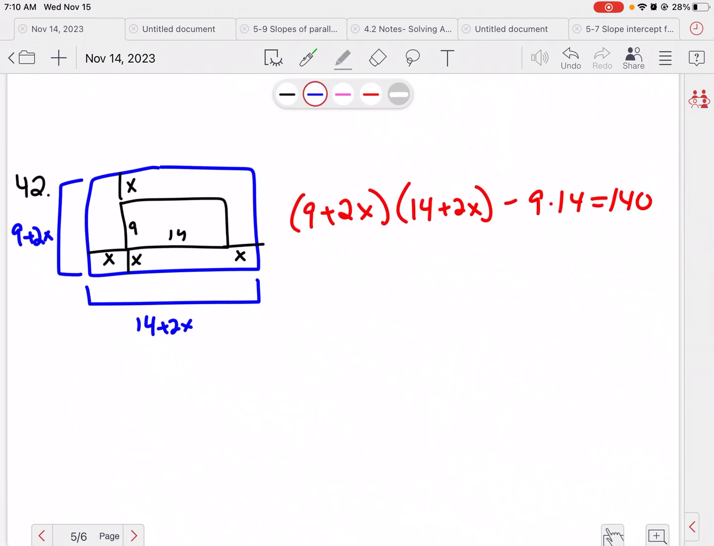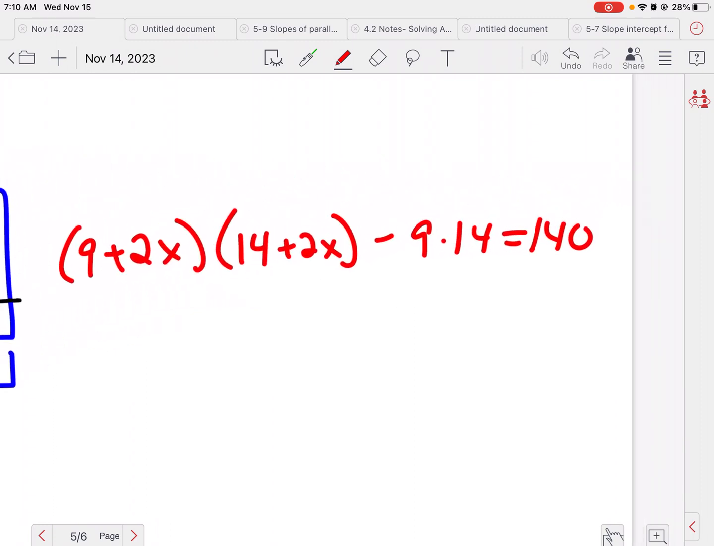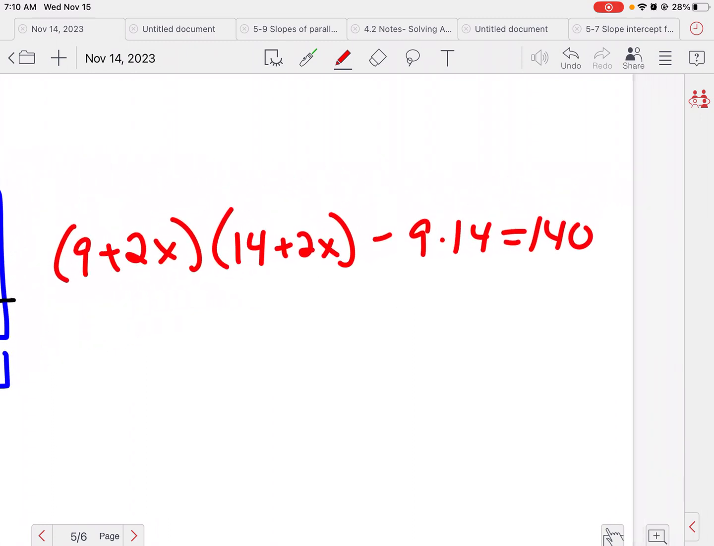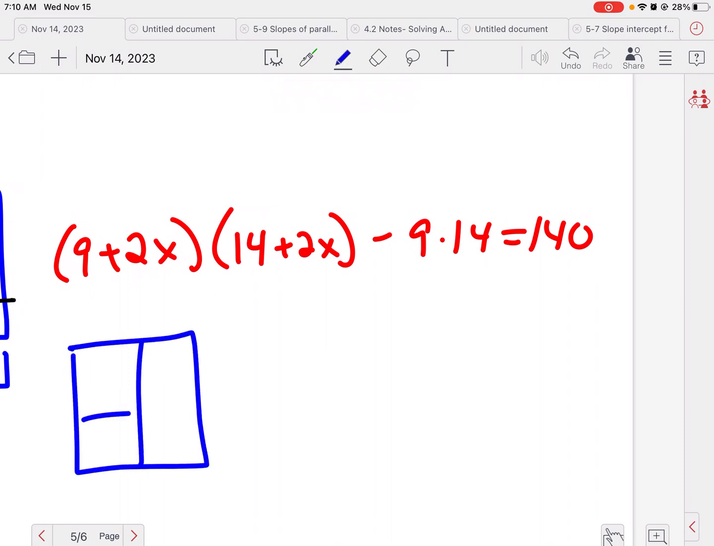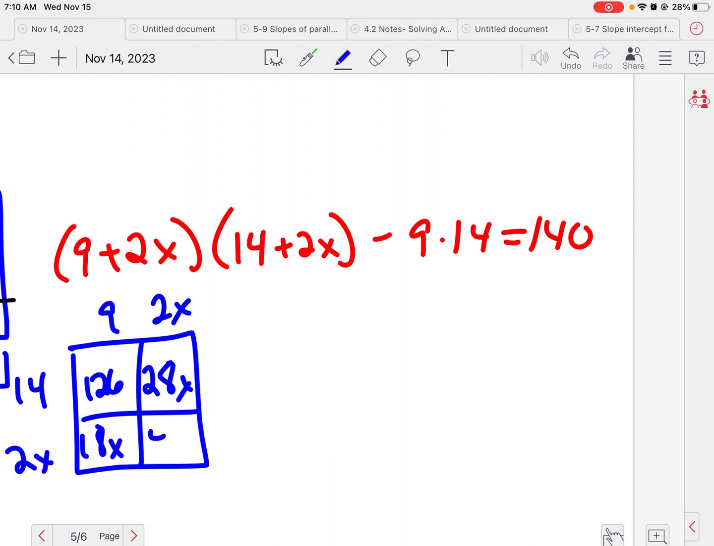All right, we have this weird thing. They're trying to find the area of the walkway, okay? So I kind of set this up that we're subtracting these things. So we're going to go ahead and FOIL this guy. So we're going to have 9, 2x, 14, and 2x. So 9 times 14 is going to go ahead and give me 126. This is going to be 28x, 18x, and 4x squared. And 9 times 14 is also 126.